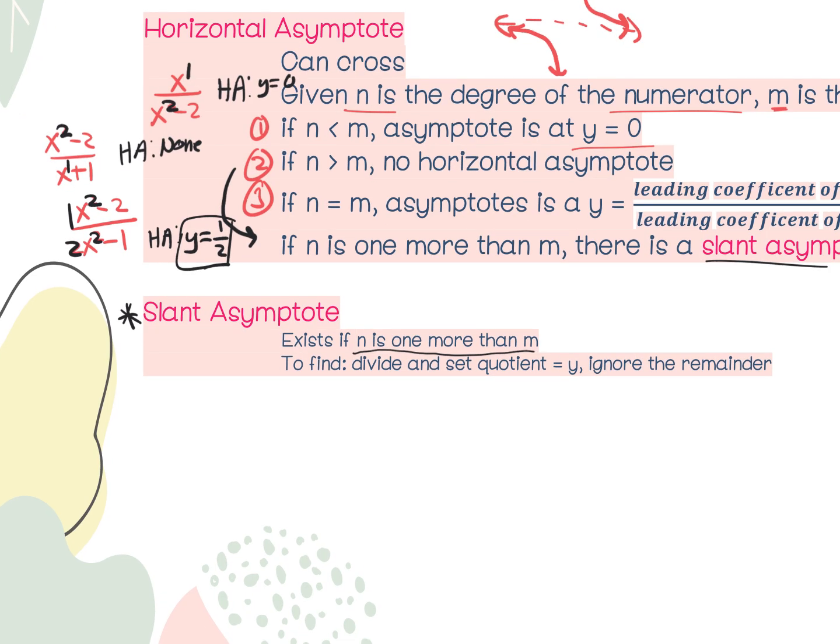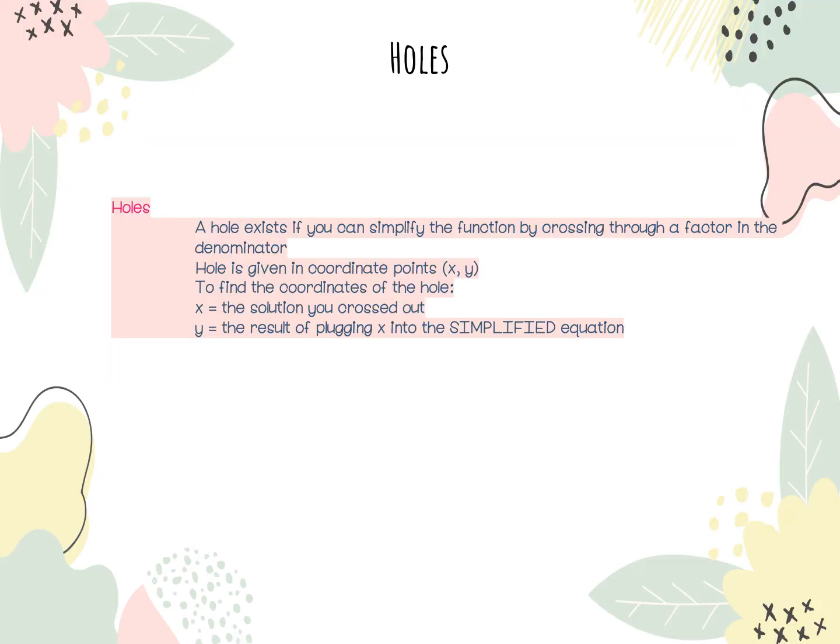All right? And to actually find out what it is, you divide, so long or synthetic. So long or synthetic, I like to do long division just because you get your answer right away, right? So you would divide it, and then you would set the quotient equal to y. So you would get like a line equation. You would get like a y equals mx plus b type of equation, and then you ignore the remainder, right? You might have a remainder, chances are you will, but you don't have to look at it. You only look at the quotient to find out your slant asymptote.